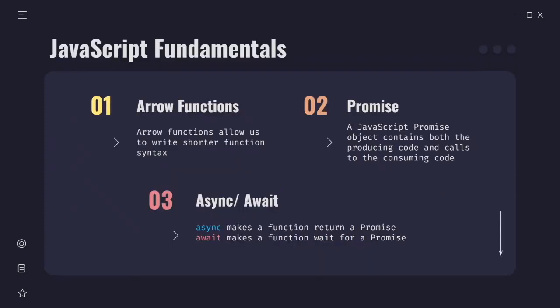So let's focus on today's agenda. In the first couple of minutes, we will talk about the JavaScript fundamentals. The fundamentals means the essential stuff that you need to learn before you start implementing applications using the MERN stack, which includes arrow functions, promises, and asynchronous functionalities.